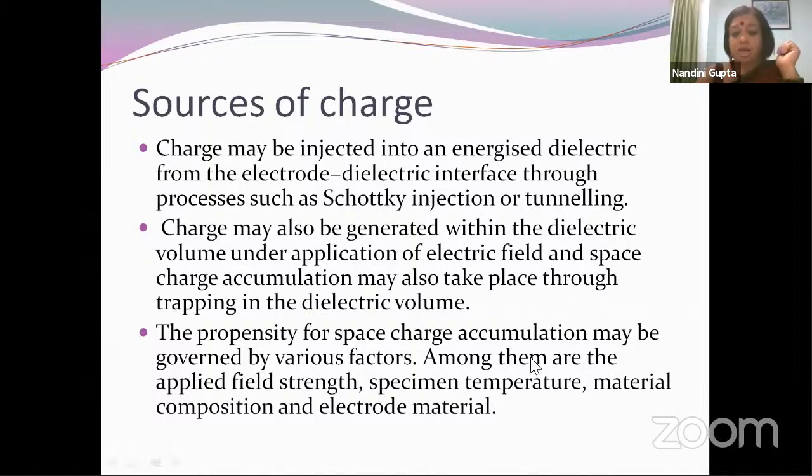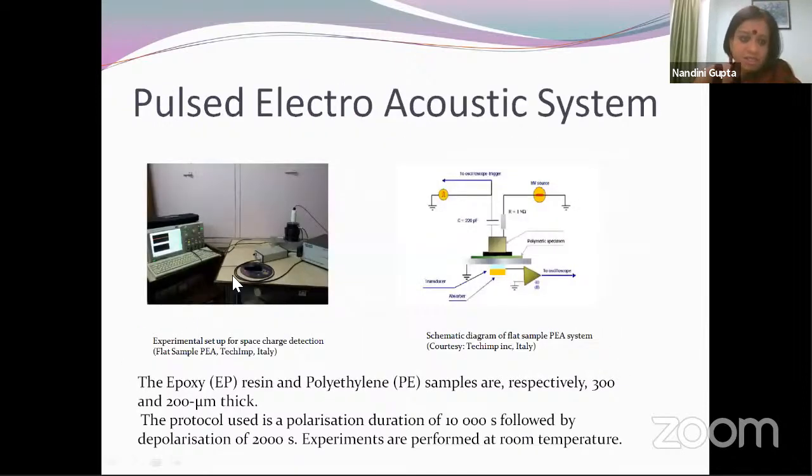How much space charge accumulates depends on many factors. It depends upon the applied electric field. It depends upon the temperature, material composition, electrode material. So once we decide to use space charge measurements, we need to know what are the parameters that can cause differences in measurements. So this is the picture of the pulsed electroacoustic system. But of course, in today's afternoon lecture, you will see a lab demonstration of this same system. So I don't need to spend too much time on this.